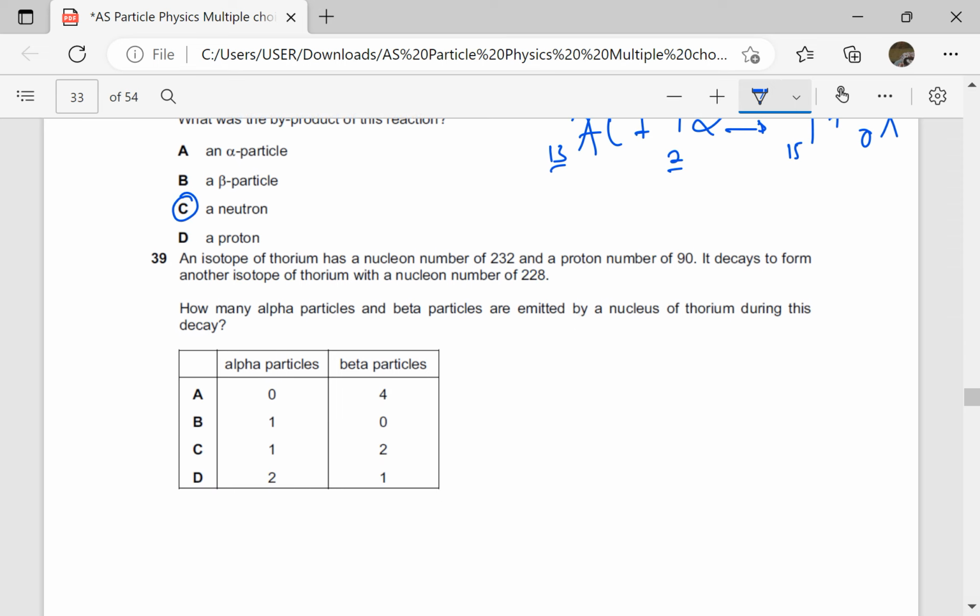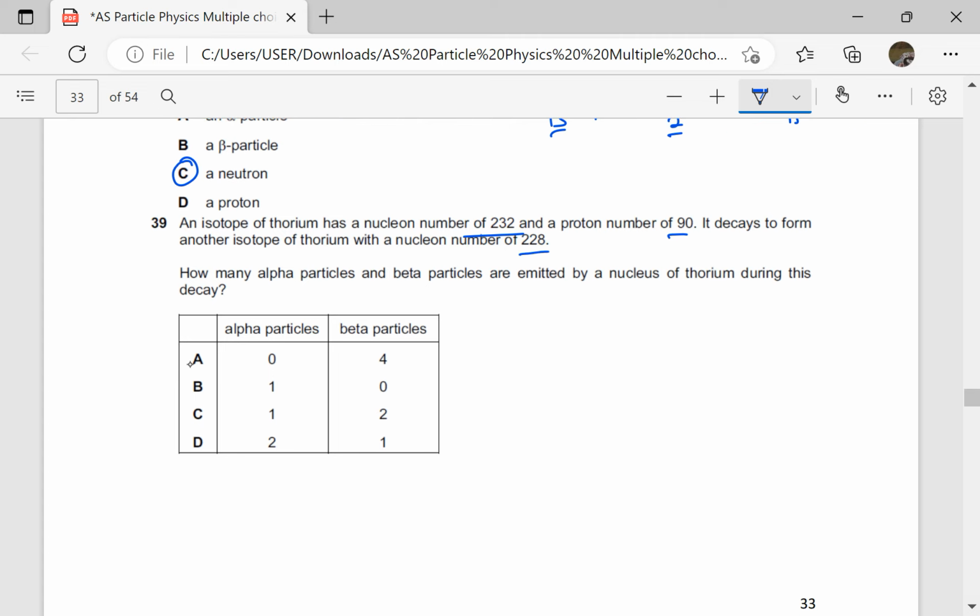An isotope of thorium has a nucleon number 232 and a proton number 90. It decays to form another isotope of thorium with a nucleon number 228. How many alpha particles and beta particles are emitted? So it is an isotope. Proton number should be the same. So Th, 232, 90. Even if I don't know the symbol for thorium, this is for chemistry, knowing the symbols. It decays to form another isotope. Let me call it X with the nucleon number 228.